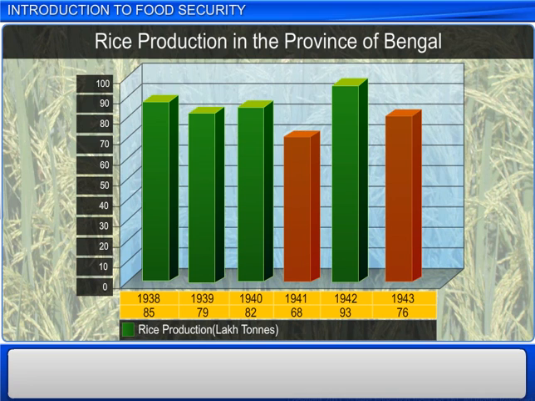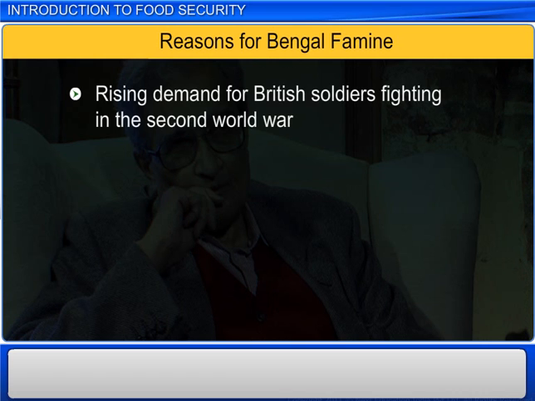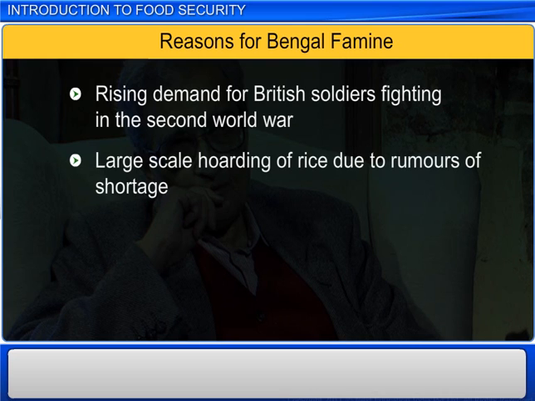According to Dr. Amartya Sen, the real reasons for the shortage of rice were the rising demand for British soldiers fighting in the Second World War and large-scale hoarding of rice due to rumors of shortage. A rapid escalation in price and drastic cuts in incomes of people already living in poverty made rice unaffordable to millions who starved to death.